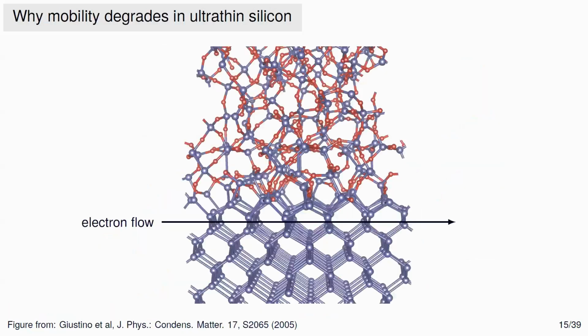So one concept that people have been thinking about is that what is happening is that as the silicon channel in this cartoon gets smaller, the fraction of electrons that travels very close to the interface with the oxide is increasing.